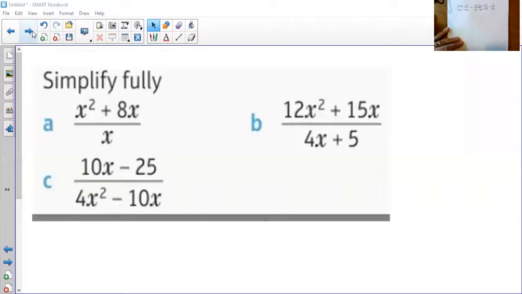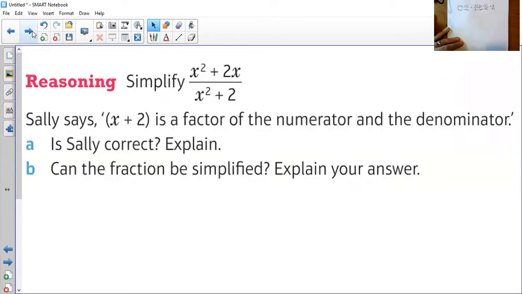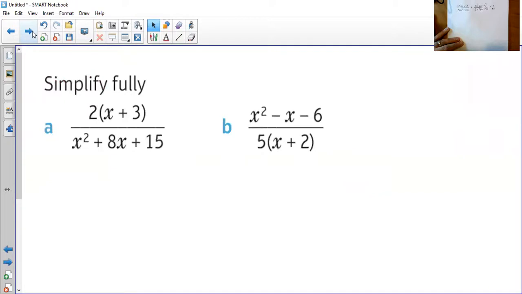So now we'll skip that question. Can you factorize those two numerators and denominators where possible and simplify? Give yourself 5 minutes. So pause the video now and then we'll go through the answers in 5 minutes.